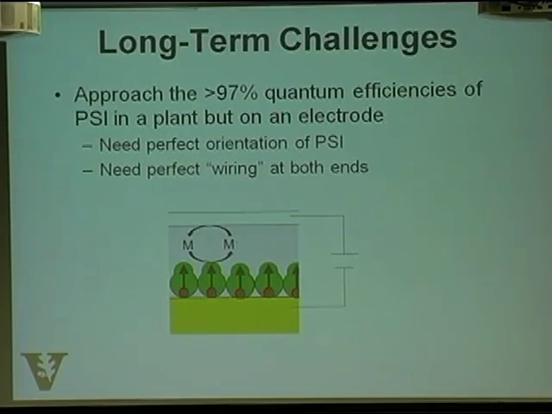Now, I want to talk a little bit about the long-term challenges in this project. Now, by long-term, I don't mean something that we have a solution to right now, something that we've already solved. It's something that we're working toward, and it may take a few years to get there.